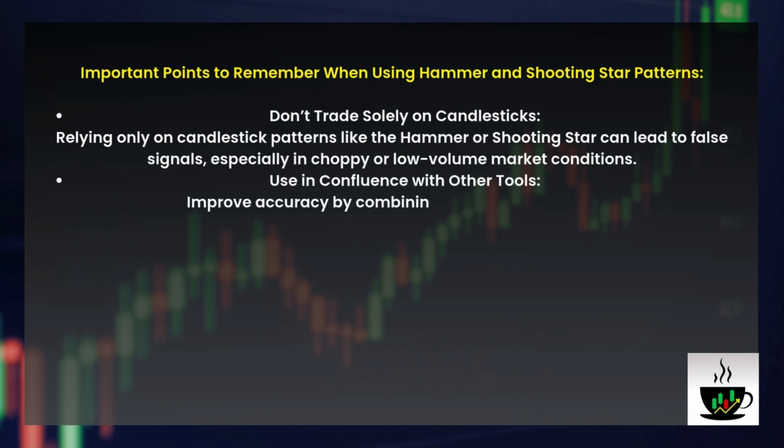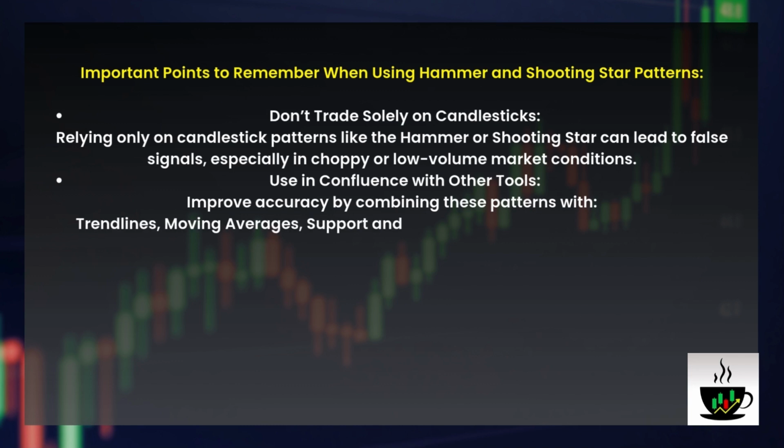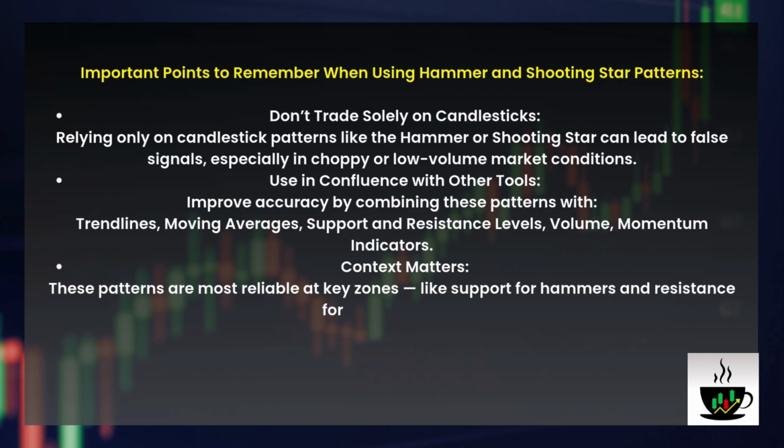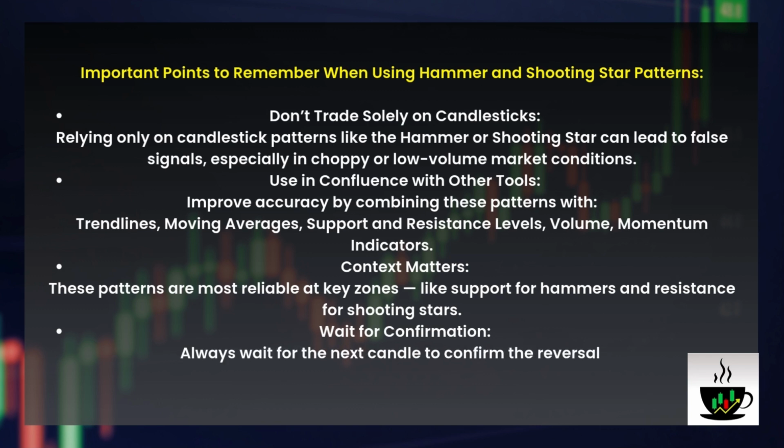Improve accuracy by combining these patterns with trend lines, moving averages, support and resistance levels, volume, momentum indicators. Context matters. These patterns are most reliable at key zones, like support for hammers and resistance for shooting stars. Wait for confirmation. Always wait for the next candle to confirm the reversal before entering a trade.